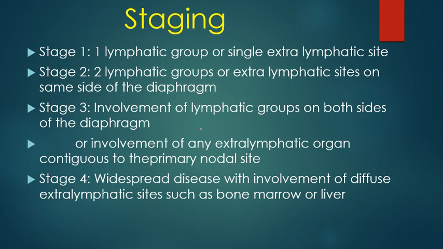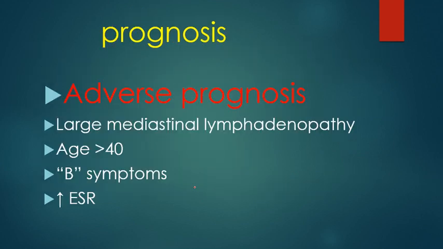In stage 3, involvement of lymphatic groups on both sides of the diaphragm, or involvement of an extra lymphatic organ contiguous to the primary nodal site. In stage 4, it is a widespread disease that involves multiple sites, such as bone marrow or liver.